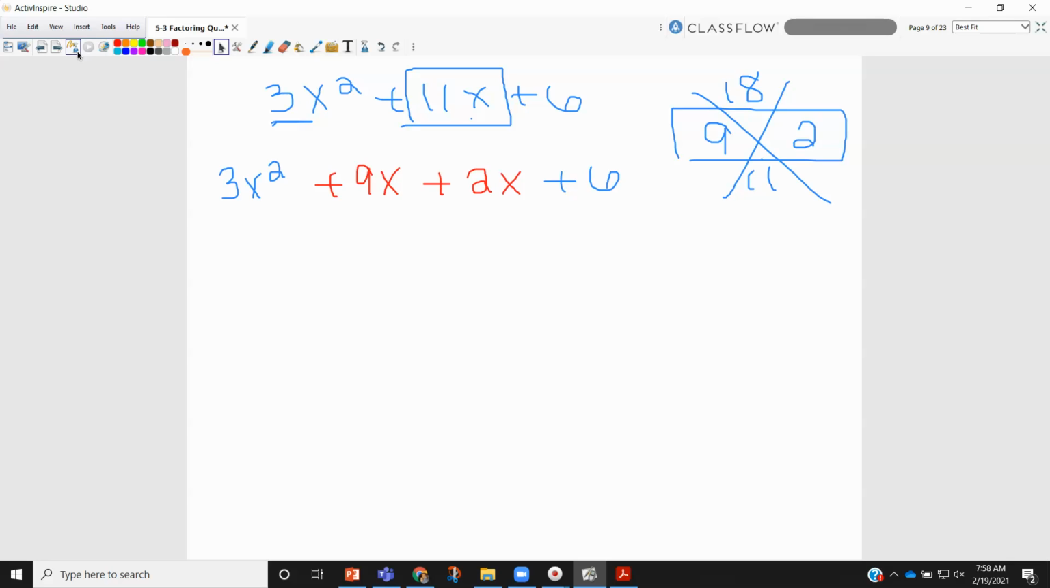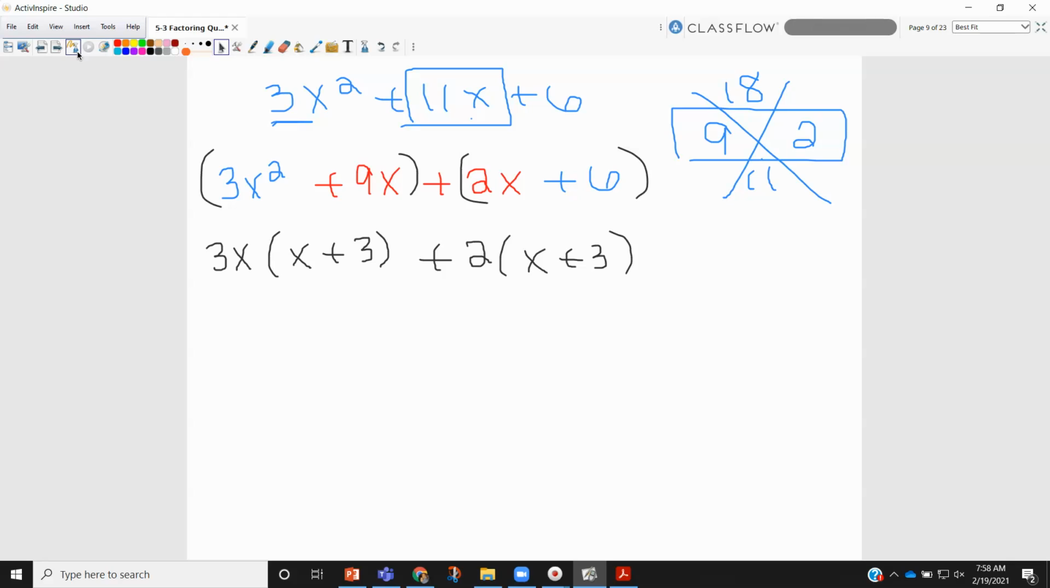And now, this is just like the problems we did on Tuesday, which is factor by grouping. So we're going to use factor by grouping. You group the first two, you group the last two. You take out a 3x, and you're left with x plus 3. Take out a 2, and you're left with x plus 3. So 3x squared plus 11x plus 6 factors as 3x plus 2 and x plus 3.